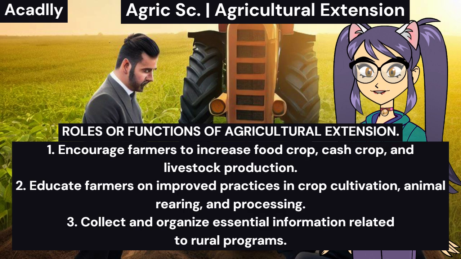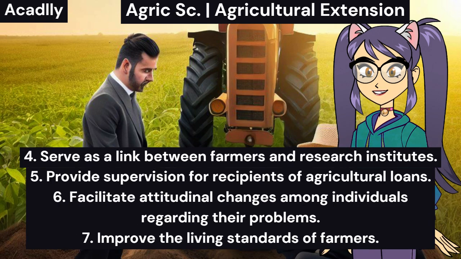1. Encourage farmers to increase food crop, cash crop, and livestock production. 2. Educate farmers on improved practices in crop cultivation, animal rearing, and processing. 3. Collect and organize essential information related to rural programs. 4. Serve as a link between farmers and research institutes. 5. Provide supervision for recipients of agricultural loans. 6. Facilitate attitudinal changes among individuals regarding their problems.